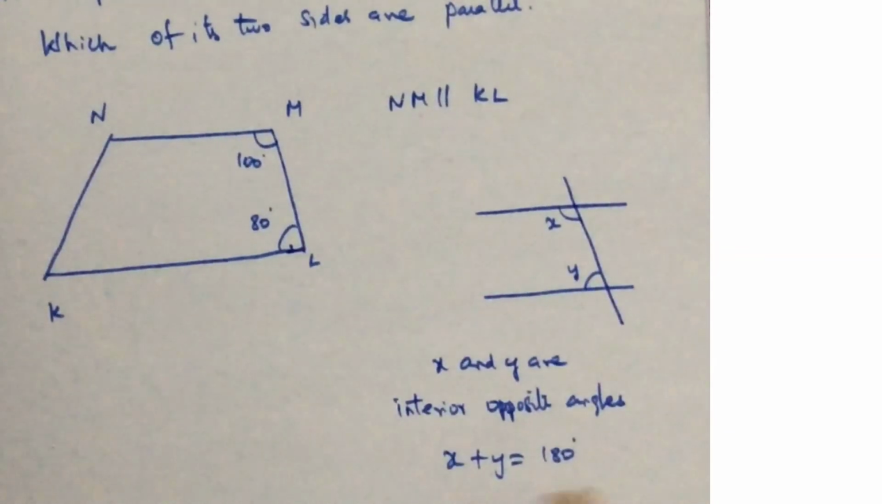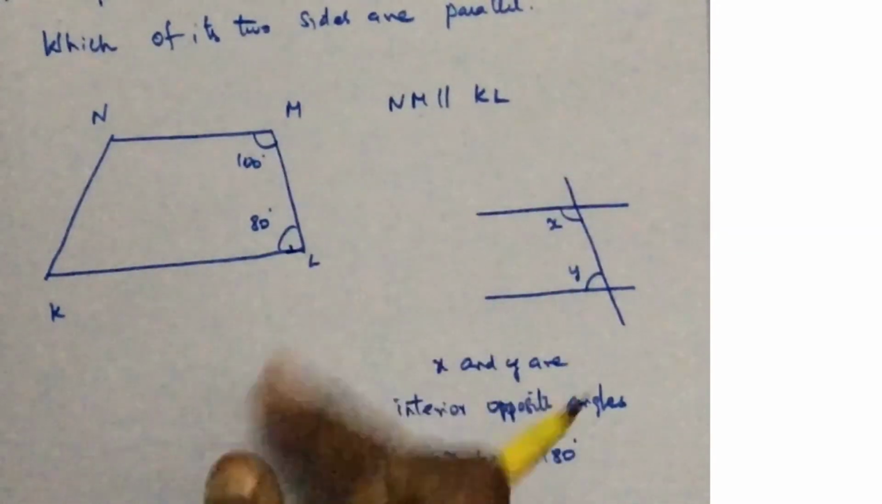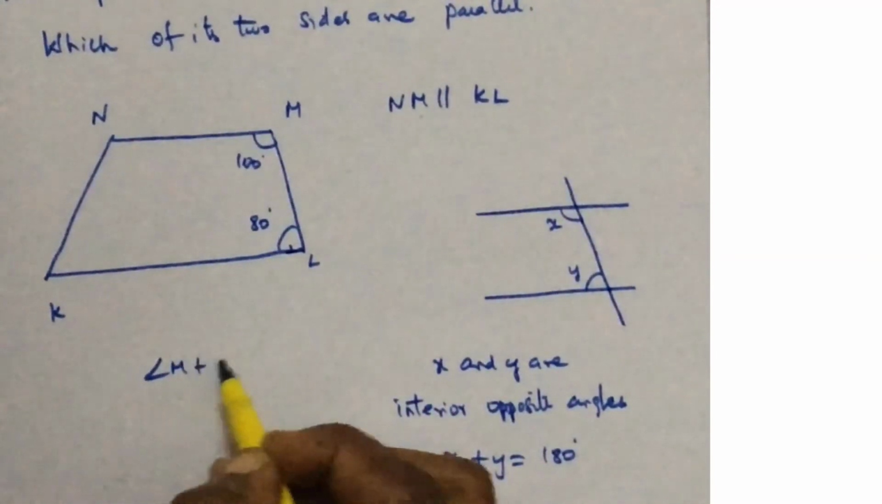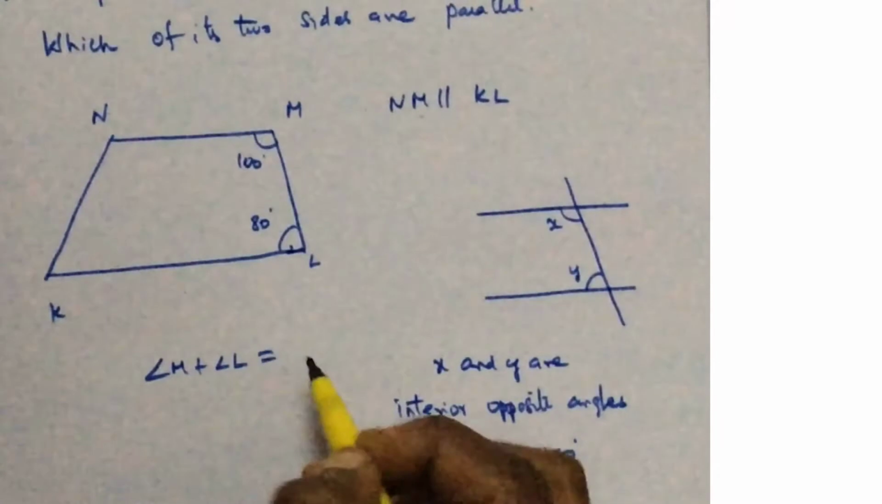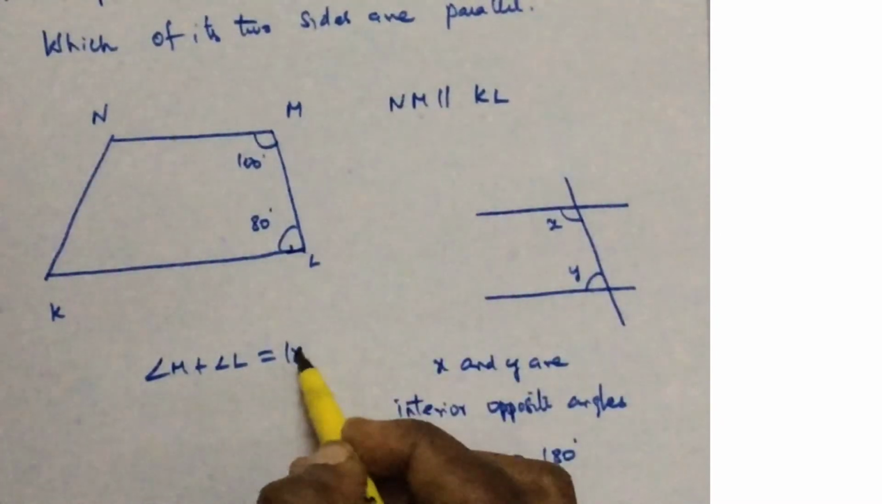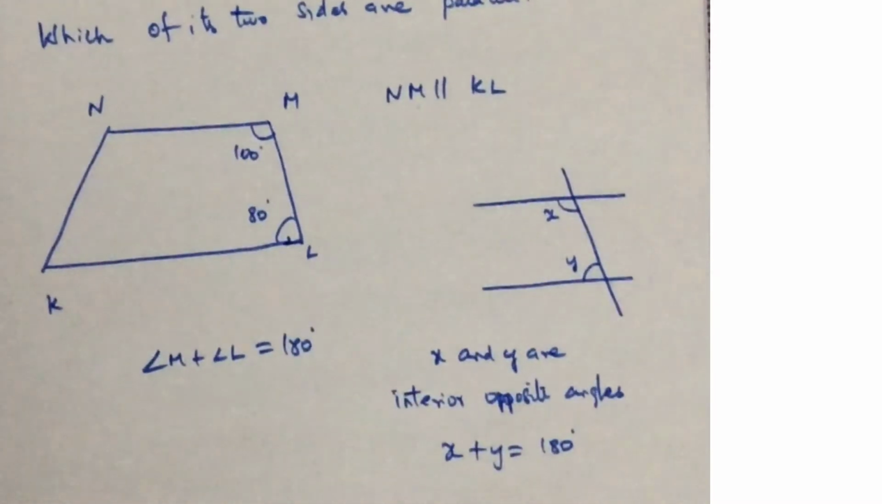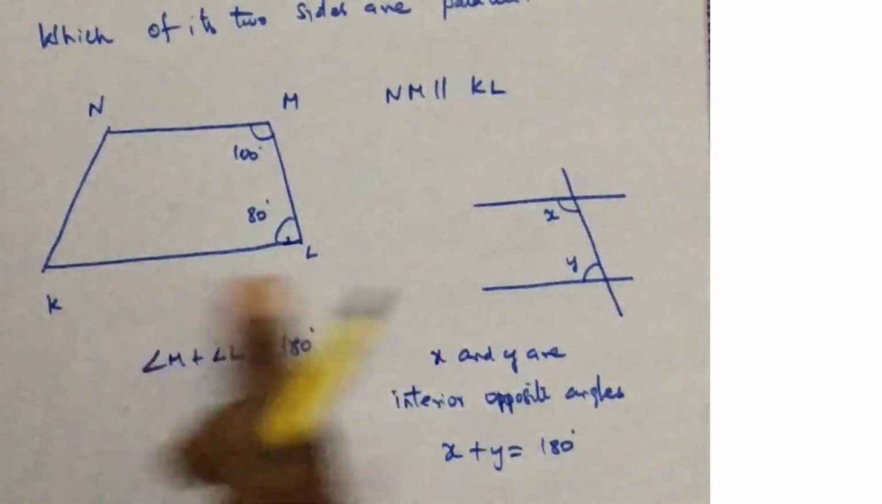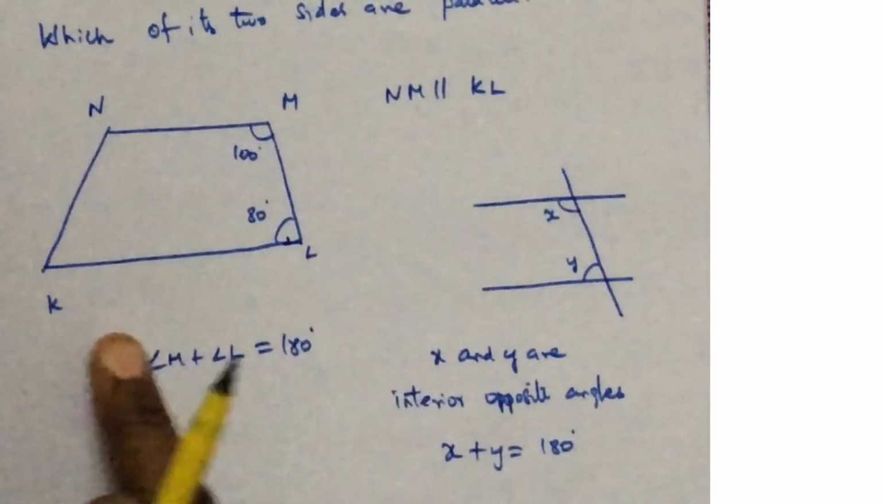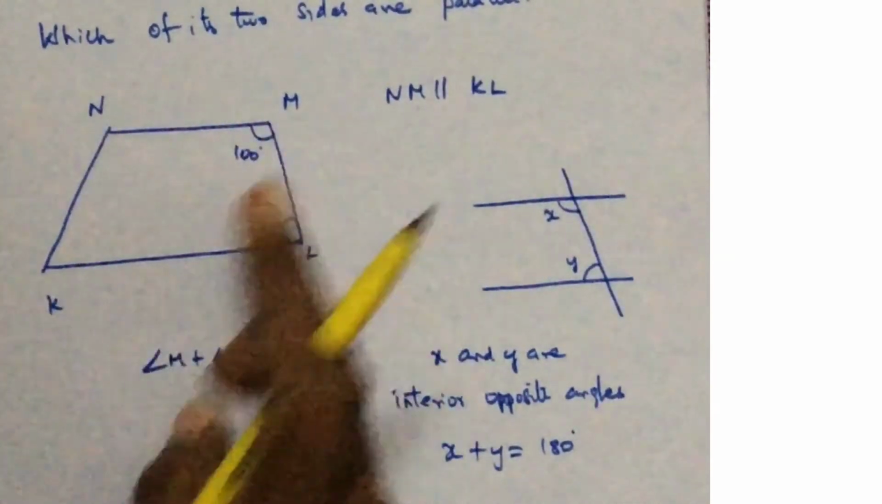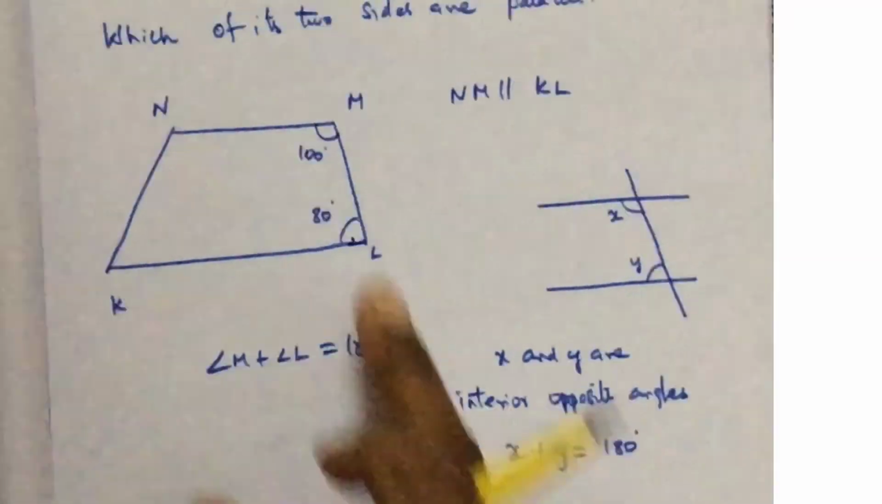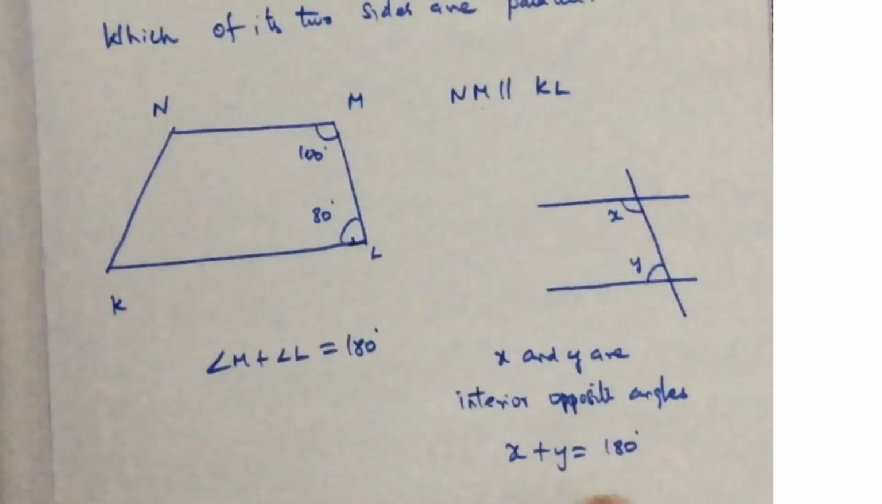So let me check what is angle M plus angle L. Angle M plus angle L is 100 plus 80, which is 180 degree. So these two sides are parallel, that is NM is parallel to KL, only these two sides are parallel. So interior opposite angles, if you add together you are getting 180 degree. So this is a trapezium.